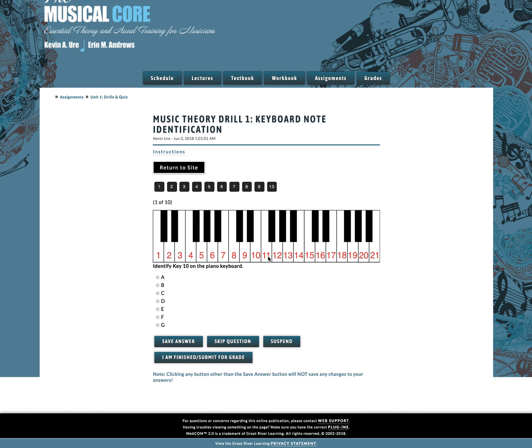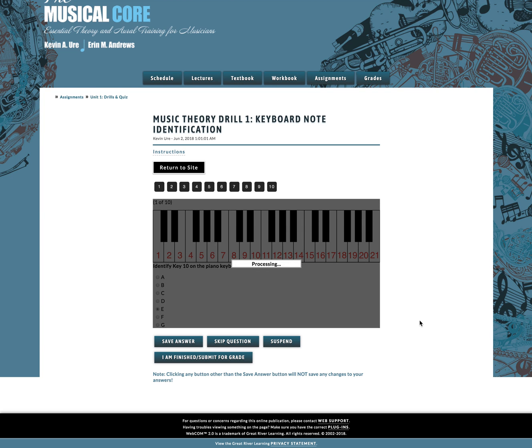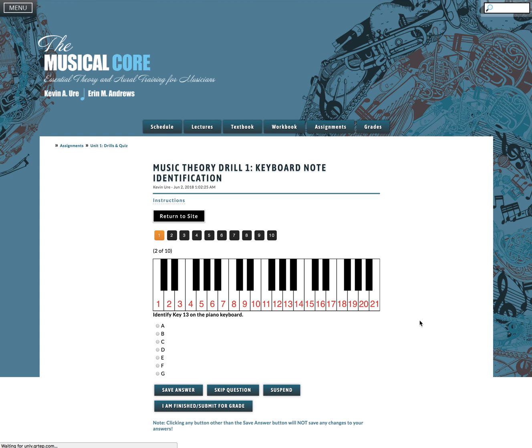So I know that key number 11 is an F. That makes 10 the note E. If you're having trouble counting backwards through the alphabet, start on C. 8 is C, so C, D, E. So number 10 is E. So save that answer, go on to the next one.